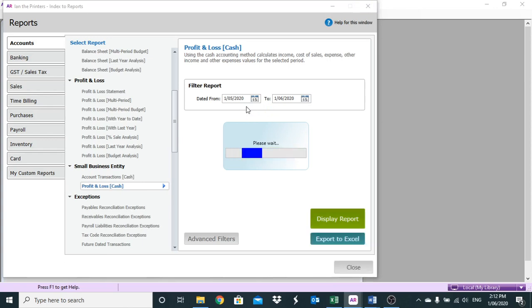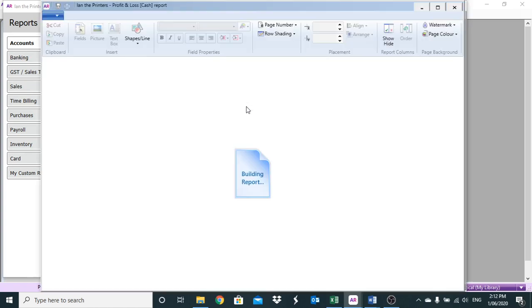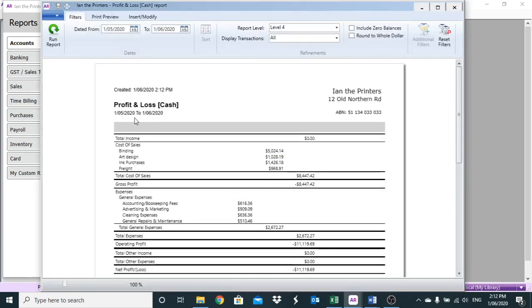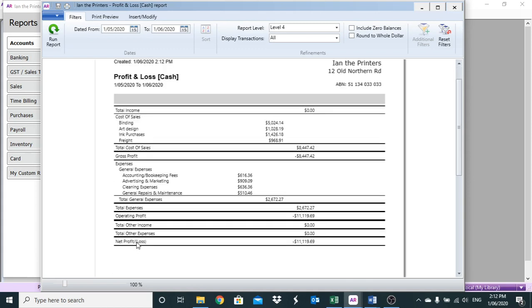Now, if we're doing a batch report for a quarter, we'll put in the dates that cover that quarter over here and run the report again. So what we're looking for here is a net profit and loss. According to our stencil, it says that we have made a loss of negative $11,119.69, which is correct. And the obvious reason for that is we haven't actually made any money yet.